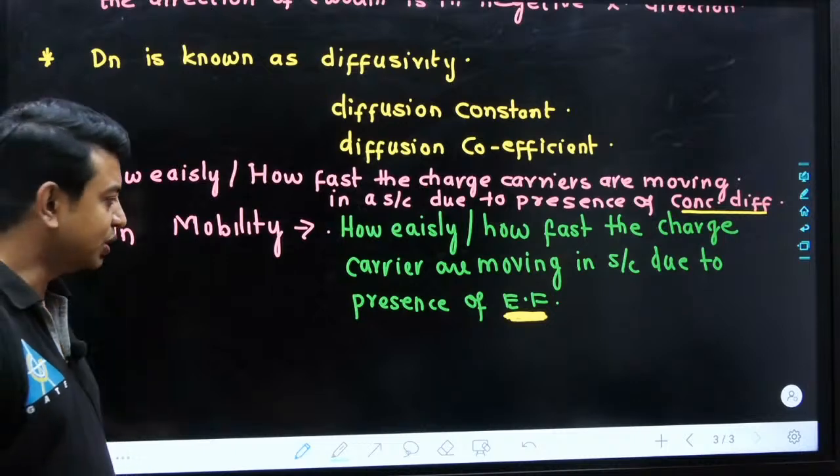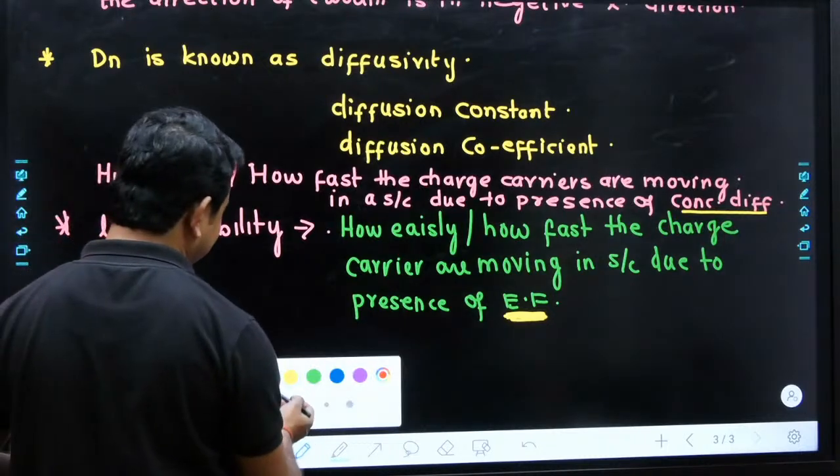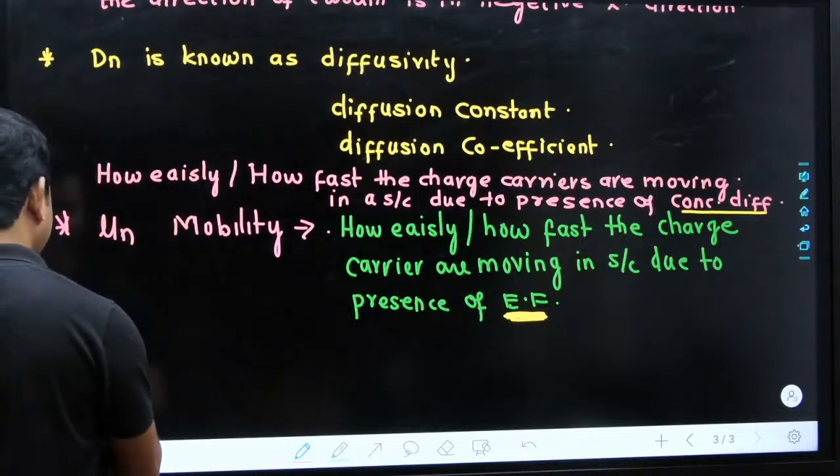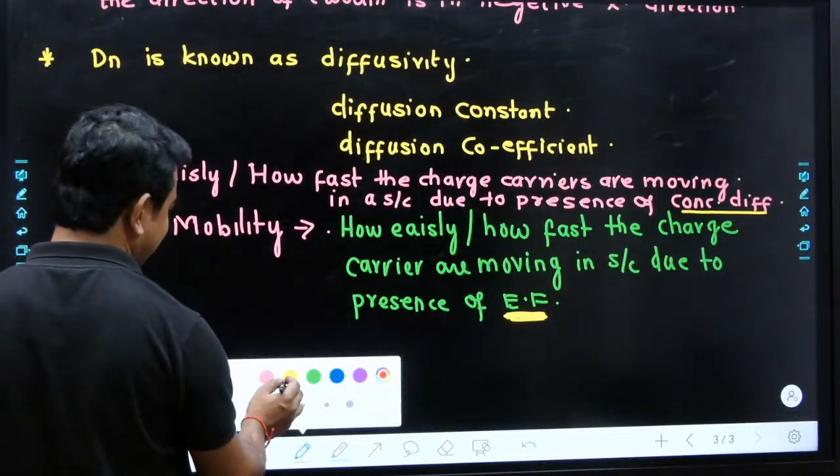Okay. So, another way by which we can connect diffusivity and mobility is the Einstein relationship. What is this Einstein relationship?